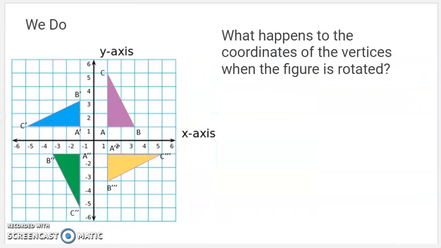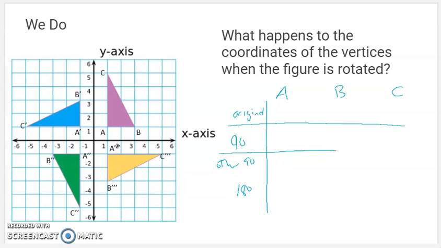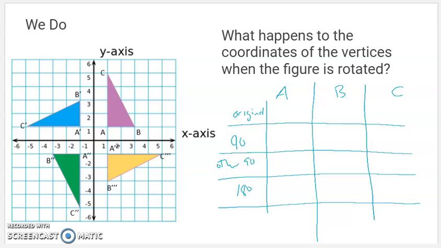All right, let's do one together here. So same thing. What happens to the coordinates of the vertices when the figure is rotated? So what I want to do is look at point A, point B, and point C. If you'll write that down. And I wanted to look at the original, the 90 degrees, the other 90 degrees, and the 180 rotation. I just want to look at those like a chart and see what happens to each set of coordinates. All right, so I'll give you some time to get this drawn and looked at and set up. And here we go.